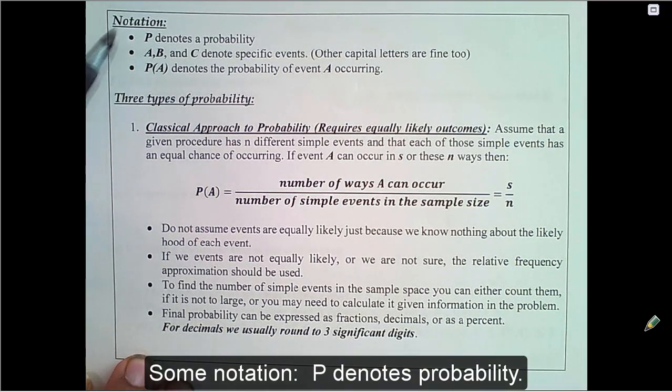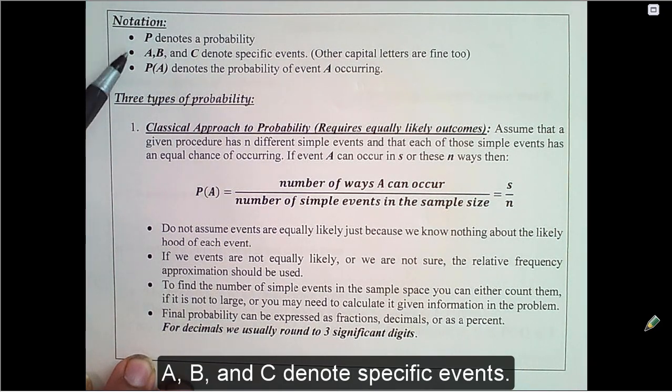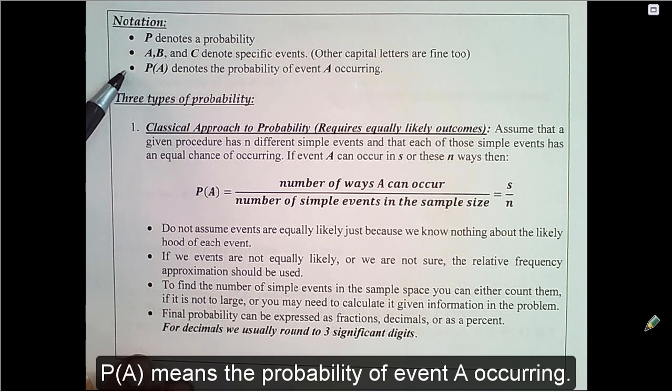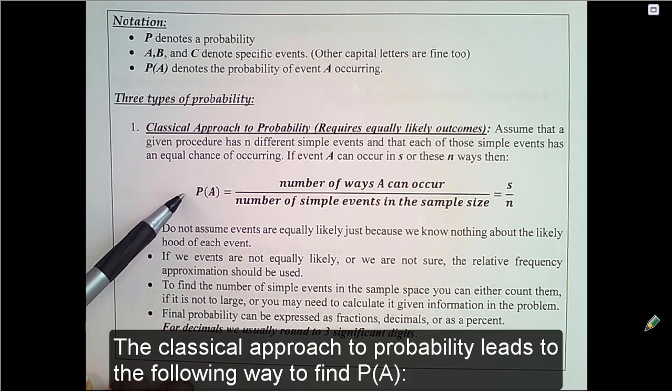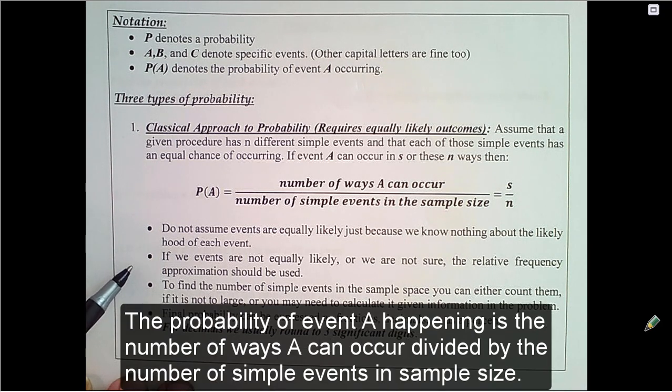Some notation. P denotes probability. A, B, and C denote specific events. P of A means the probability of event A occurring. The classical approach to probability leads to the following way to find P of A. The probability of event A happening is the number of ways A can occur divided by the number of simple events in the sample size.